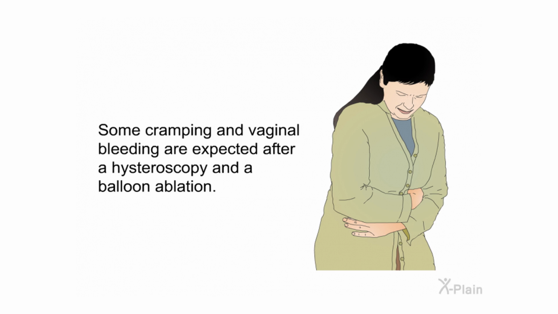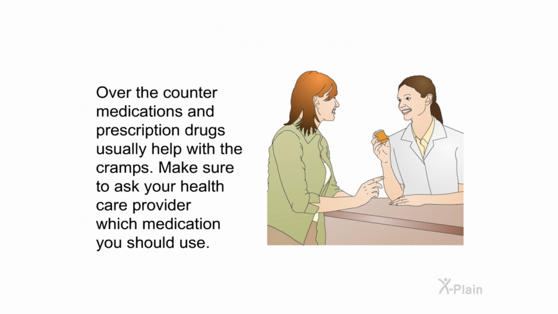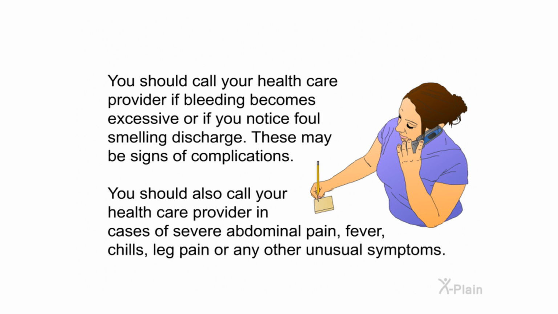Some cramping and vaginal bleeding are expected after hysteroscopy and a balloon ablation. Over-the-counter medications and prescription drugs usually help with the cramps. Make sure to ask your healthcare provider which medication you should use. You should call your healthcare provider if bleeding becomes excessive or if you notice foul-smelling discharge. These may be signs of complications. You should also call your healthcare provider in cases of severe abdominal pain, fever, chills, leg pain, or any other unusual symptoms.